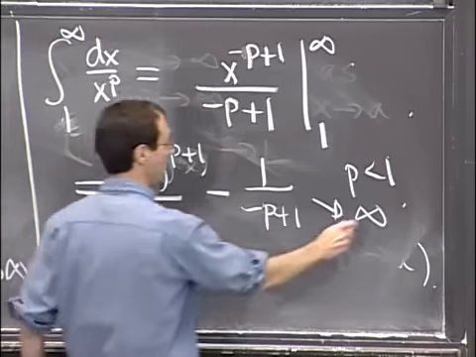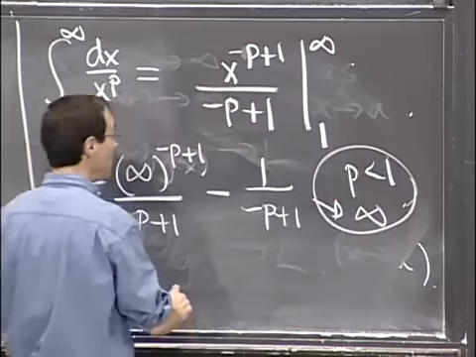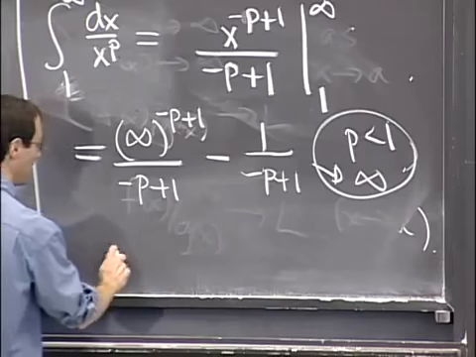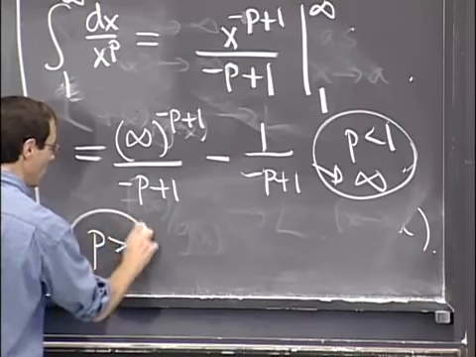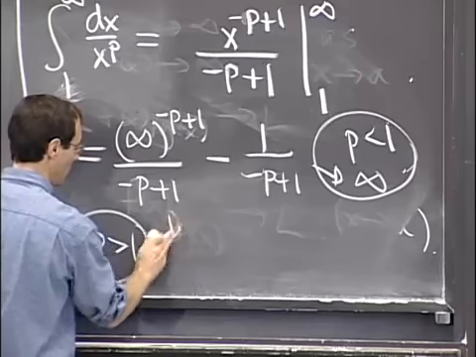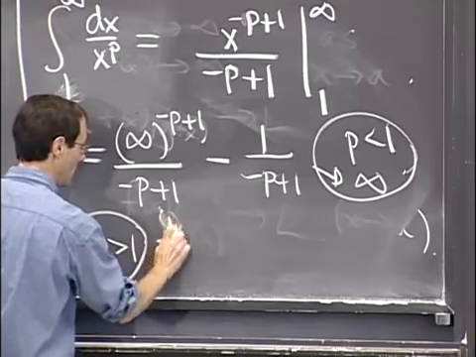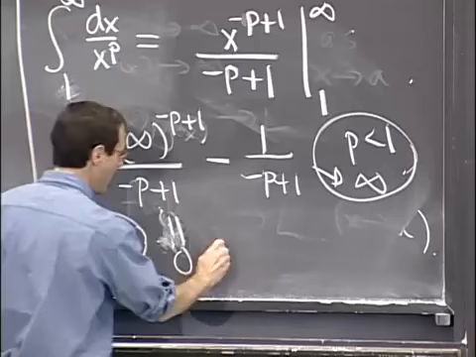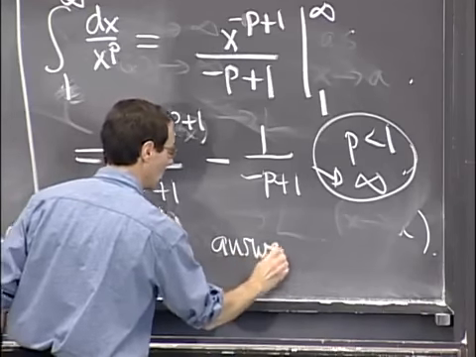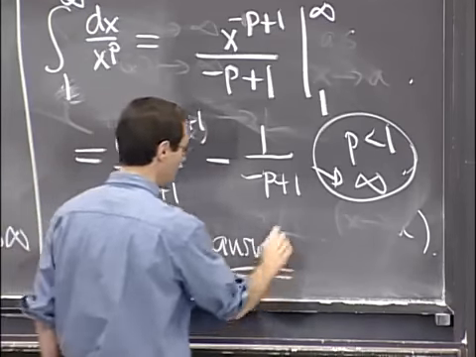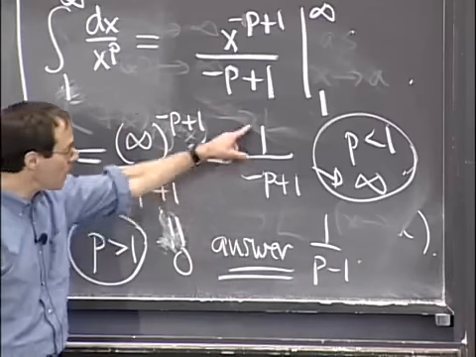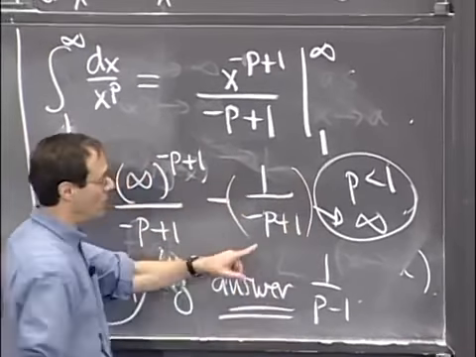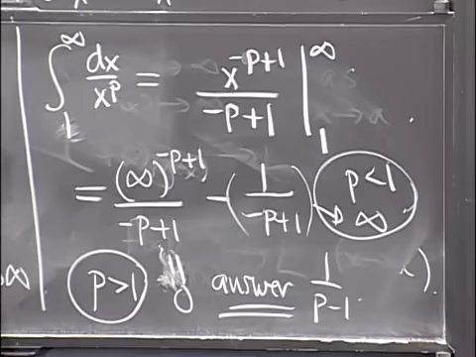On the other hand, when p is greater than 1, this thing is 0. It's just equal to 0. And so the answer is 1 over p minus 1, because that's this number, minus the quantity 1 over minus p plus 1. All right? This is a finite number here.